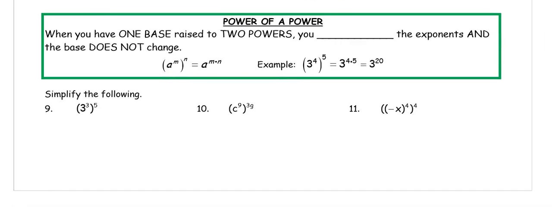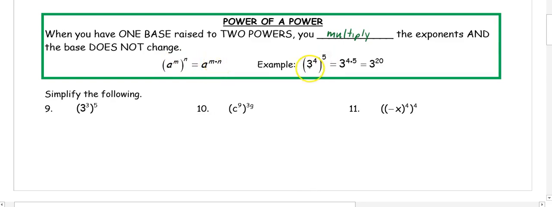Now, the second exponent rule that deals with multiplying is when you have one base raised to two powers. So we're going to have one power inside a parenthesis and one power outside the parentheses. What's going to happen in this case is you are going to multiply the exponents, and the base still does not change. So here we have a to the m, parentheses, to the power of n, so it would be a to the m times n.